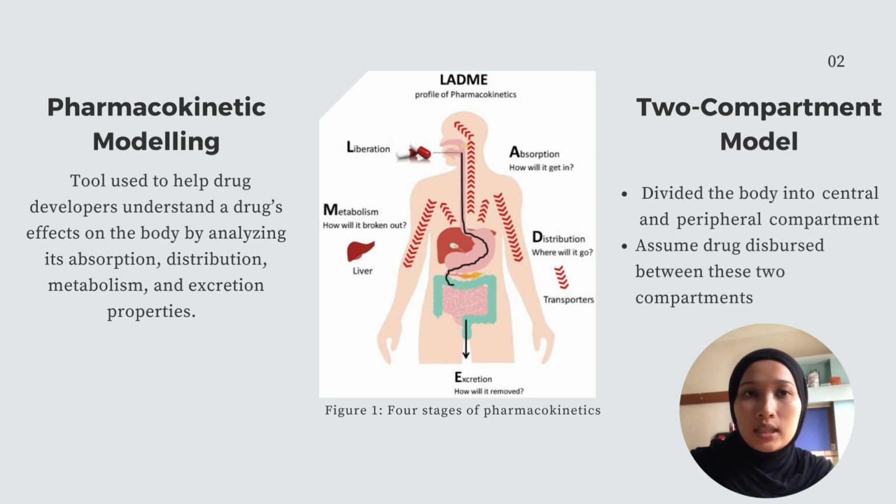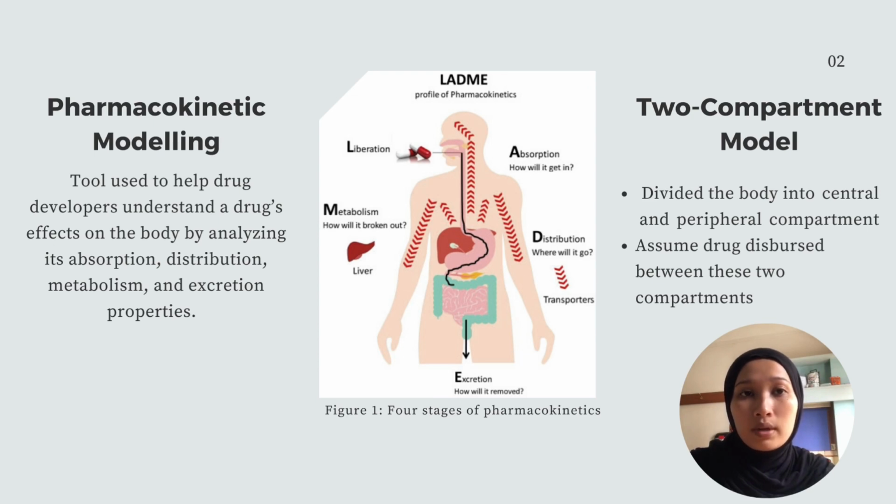Pharmacokinetic modeling is a tool used to help drug developers understand a drug's effect on the body by analyzing its absorption, distribution, metabolism, and excretion properties. It can range in complexity from models with a single compartment to models containing hundreds of compartments.